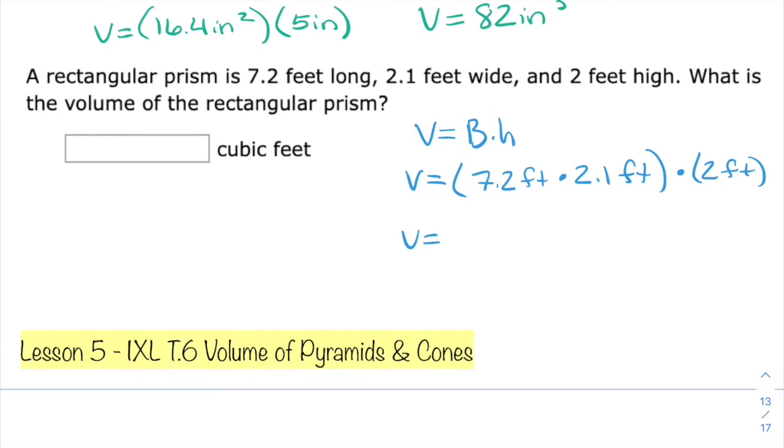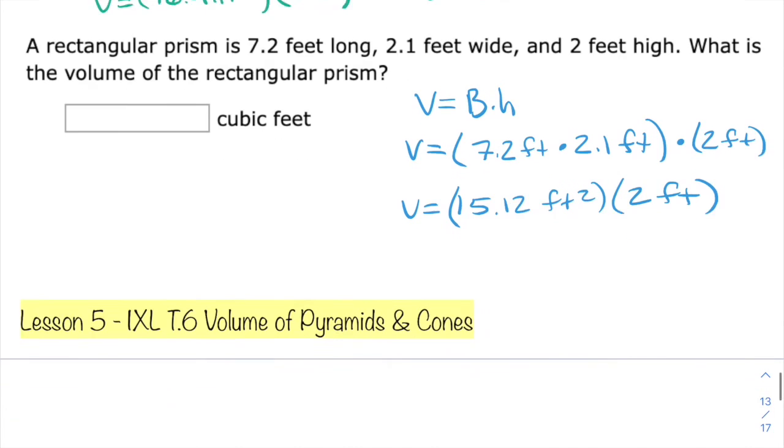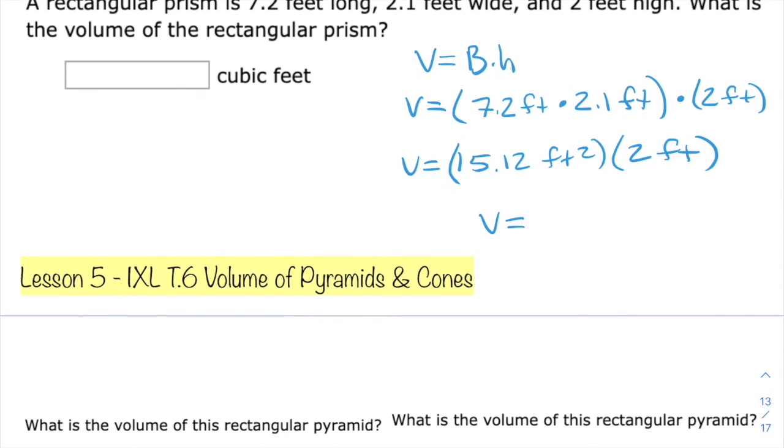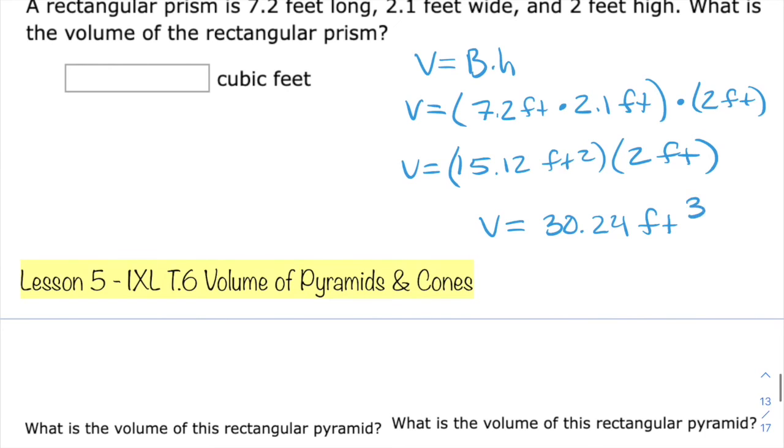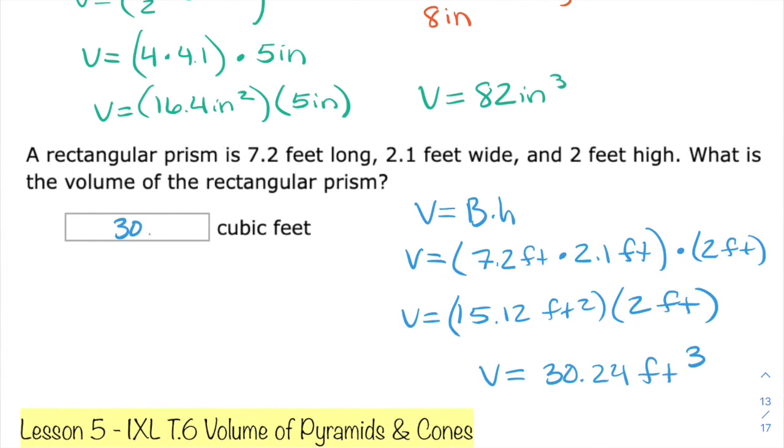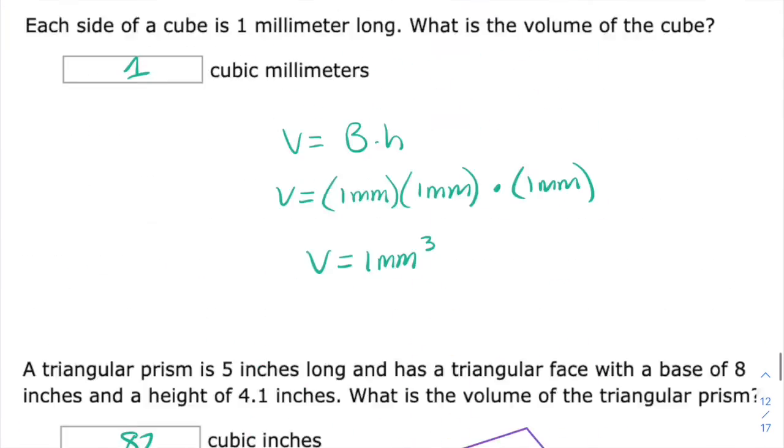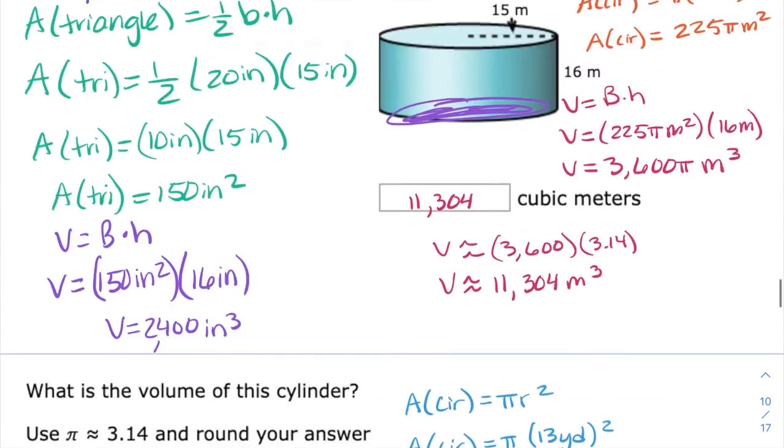So volume equals 15.12 feet squared times 2 feet, which you could have done all together if you wanted to. And so volume equals 30.24 feet cubed, sorry. So 30.24 because it was a rectangular prism. And that is it. So that is the end of our notes for T5.